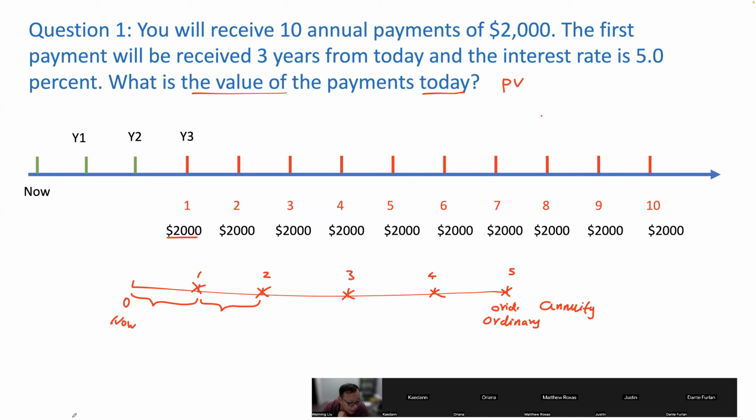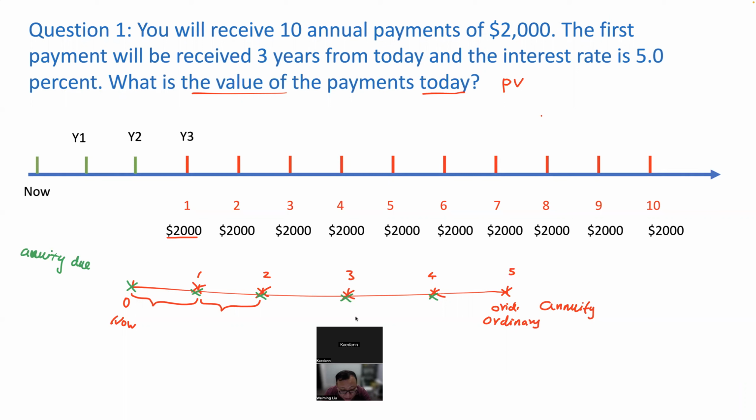It could happen, I'm going to use a different color, green, that the payment happens at the beginning of each time interval, okay? So instead of at the end, it could happen at the beginning. In this case, that's called an annuity due. And you can see, for annuity due, the cash flow comes earlier by one period, right? So this is a very important fundamental concept.